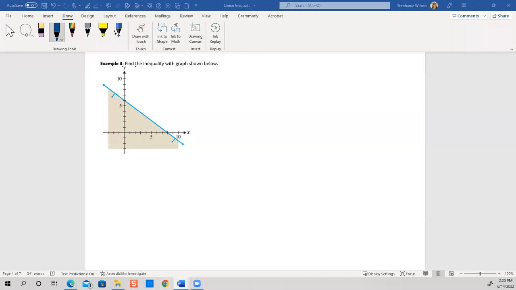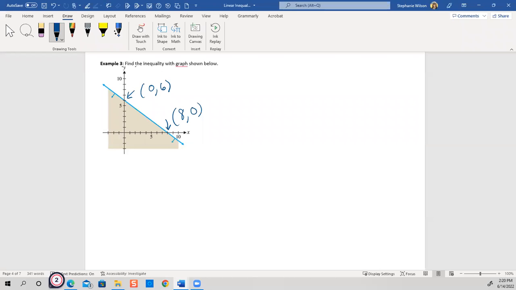Okay, so we're going to find the inequality with the graph shown below here. So what do I see here? My ordered pair here is my y-intercept, and it's at (0, 6). And then I have this ordered pair here at (8, 0). And I need to find the inequality with this graph shown.